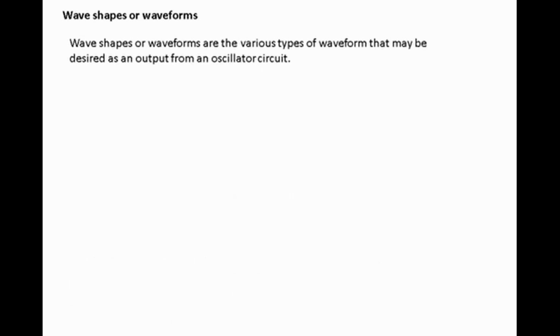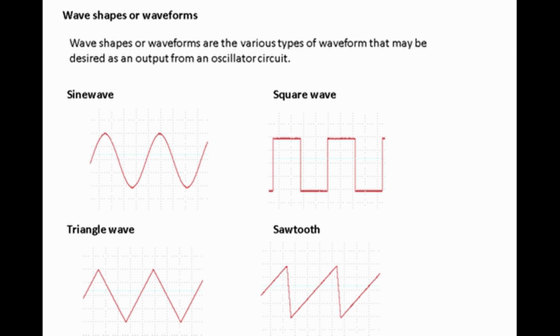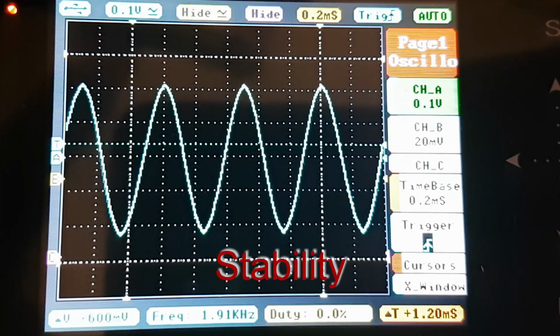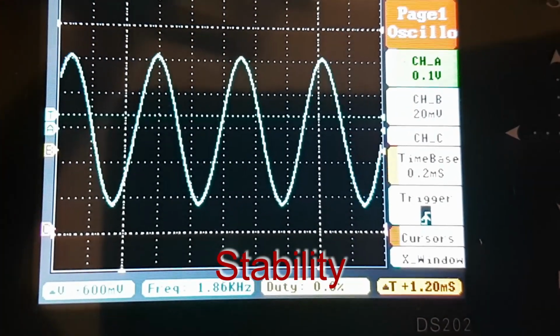The term wave shapes or waveforms refers to the actual shape of the wave created by the oscillator. Here we have a sine wave, nice and curvy, used a lot in audio. Here we have a square wave, used a lot in flashing LEDs and timing circuits in computers and digital electronics. The triangle wave, of course, is used in other timing circuits, and if we slope those to one side, we form a sawtooth wave.